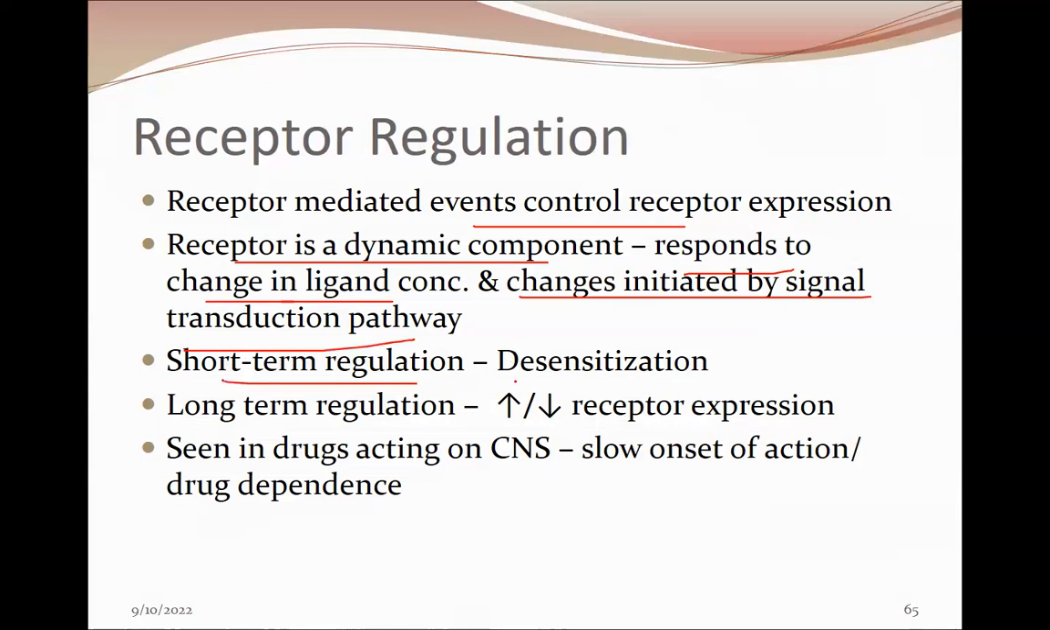The short-term regulation means there is desensitization, and the long-term regulation is either an increase or decrease in the receptor expression. Now we could go ahead with the phenomena of development of tolerance, or with the phenomena of supersensitization for long-term absence of an agonist binding to a particular receptor. And this is mainly seen in drugs that act on the CNS, which have a slow onset of action or are drug dependent.